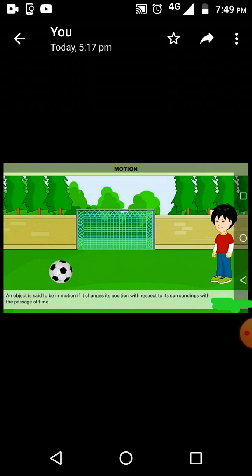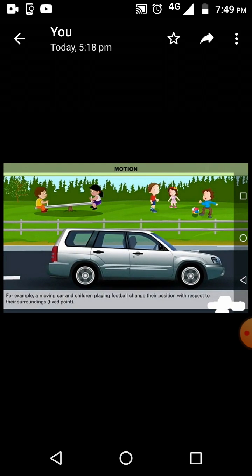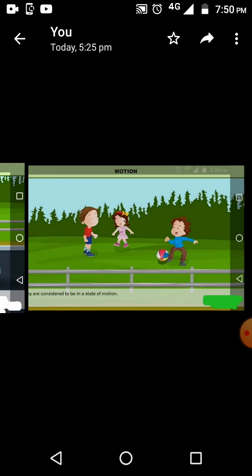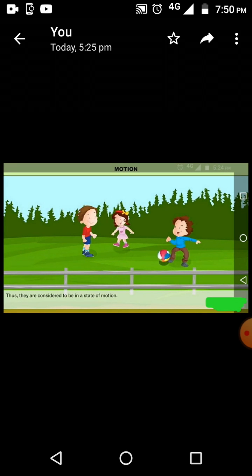An object is said to be in motion if it changes its position with respect to its surroundings with the passage of time. For example, a moving car and children playing football change their position with respect to their surroundings, fixed point. Thus, they are considered to be in a state of motion.